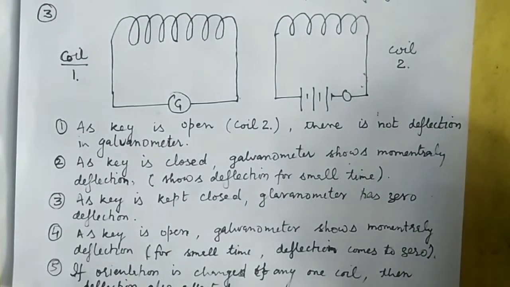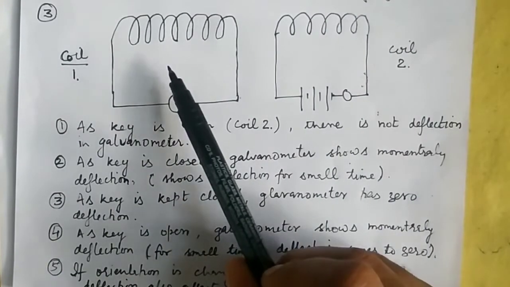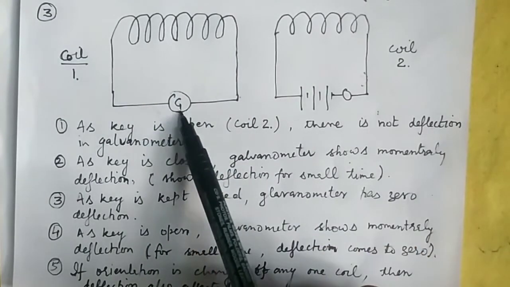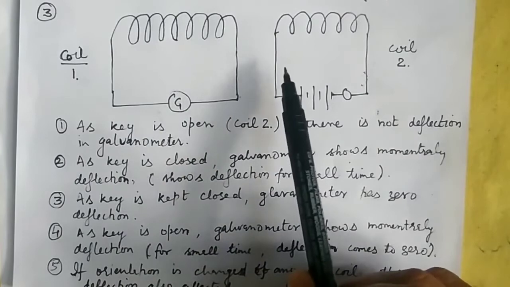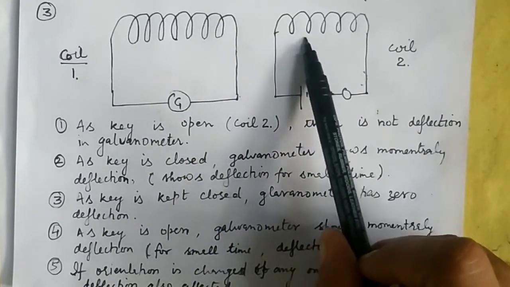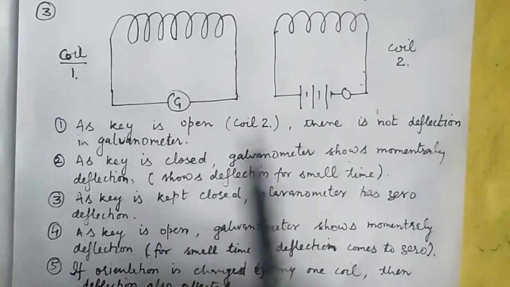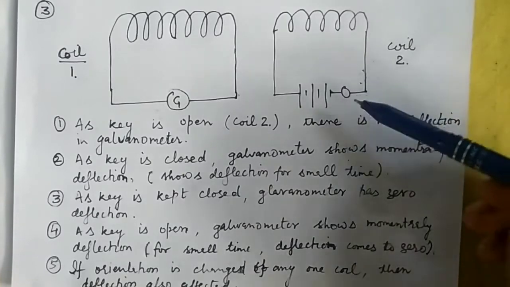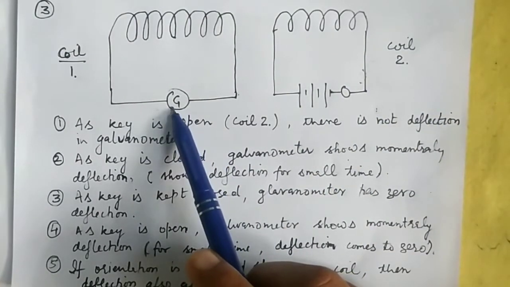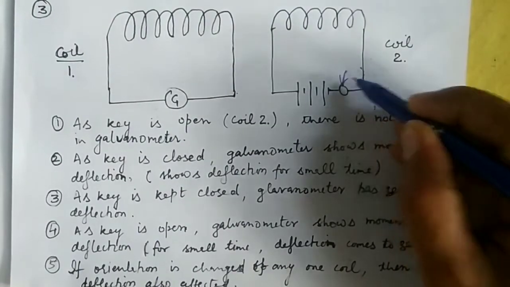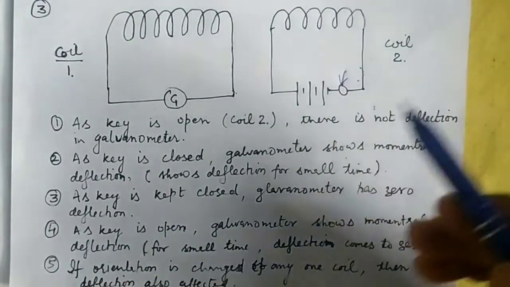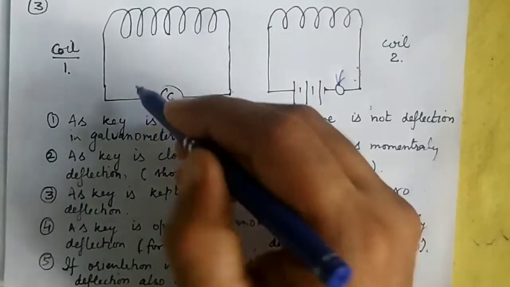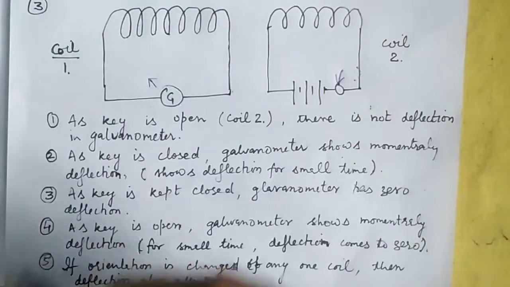In the third experiment, we have another setup. This is coil 1, having a large number of turns, attached to the galvanometer. And this is our second coil, again with a large number of turns, attached to the battery and key. Now, if the key is kept open, the galvanometer does not show any deflection. As soon as I close the key, the galvanometer shows a momentary deflection. Let it show a deflection along this direction.